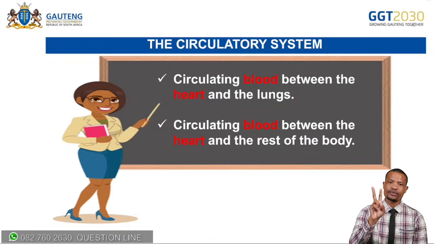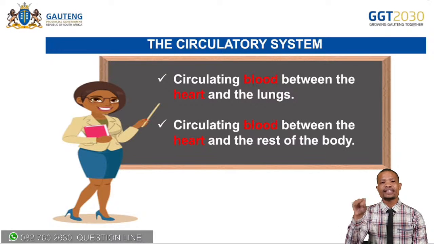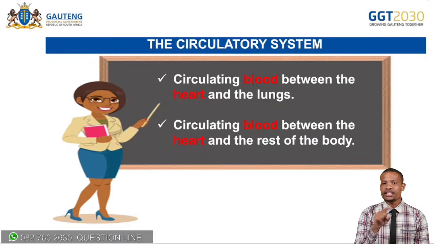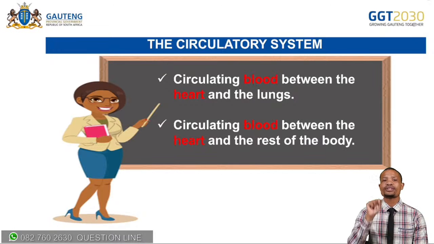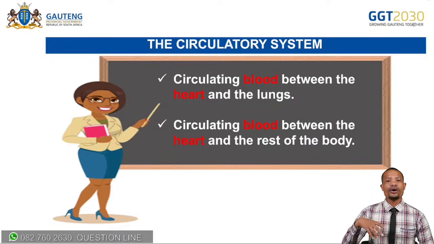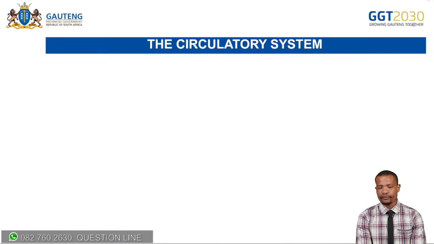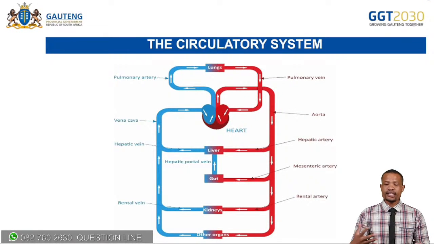So we have two pathways: the circulation between the heart and the lungs for oxygenation, and the circulation between the heart and the rest of the body for delivering the blood to the cells that need it the most. Okay, I hope you understand that. Let's continue. So this is basically what we are talking about. Okay, we have pathways here, as you can see.